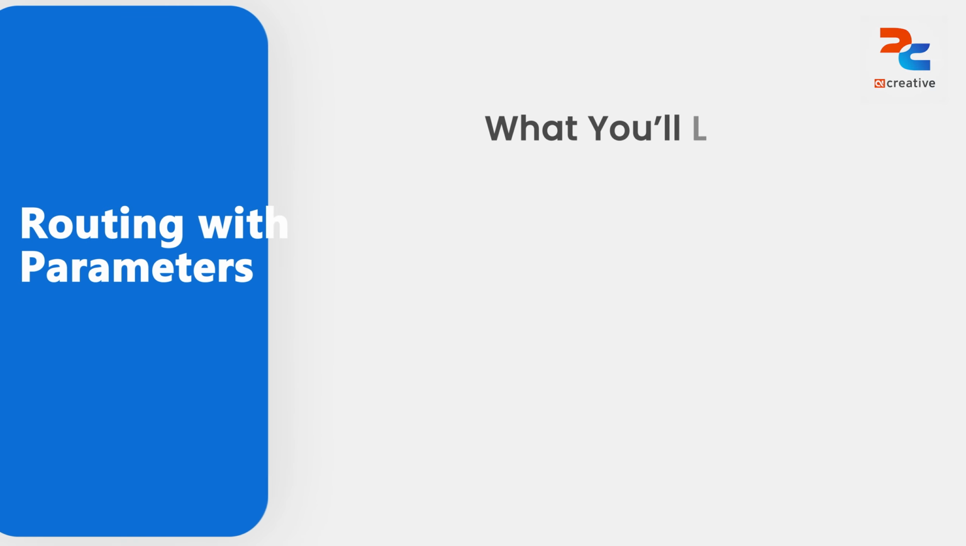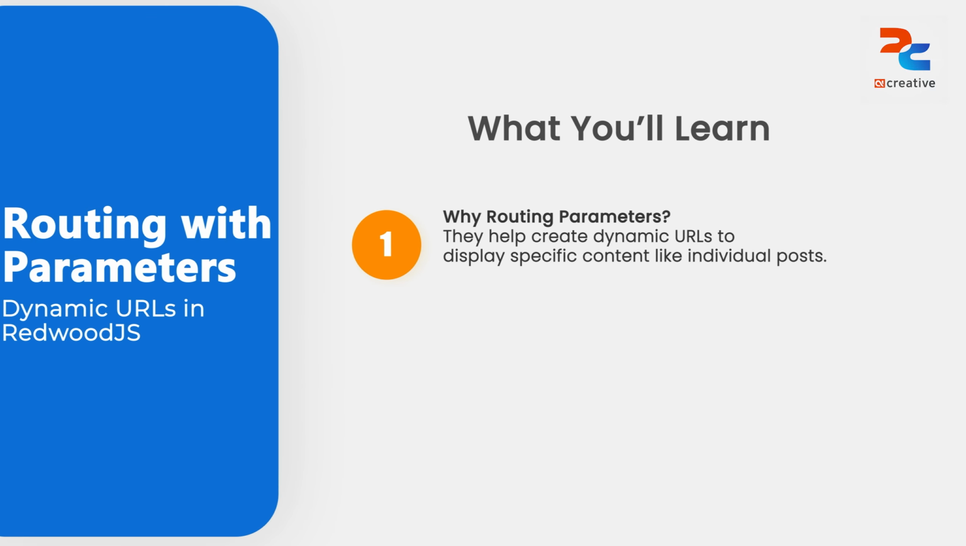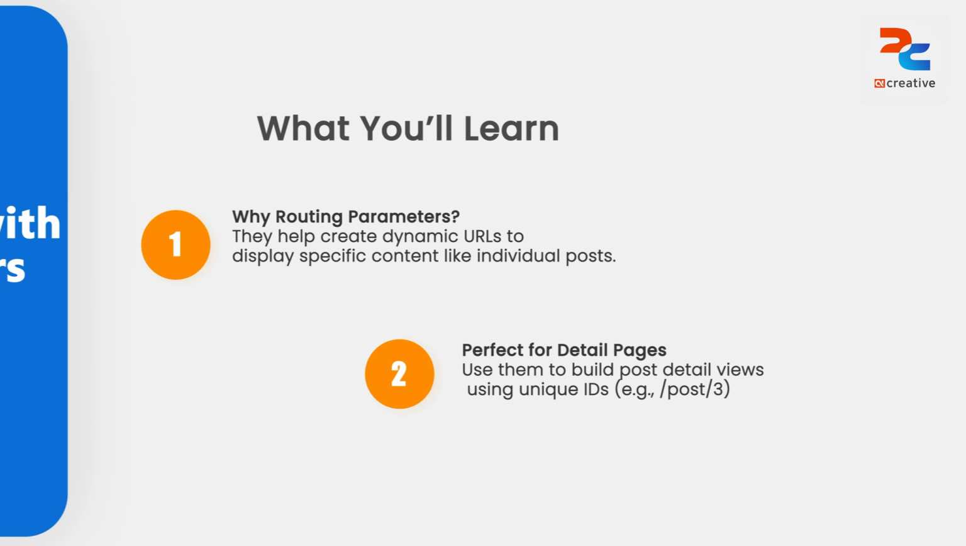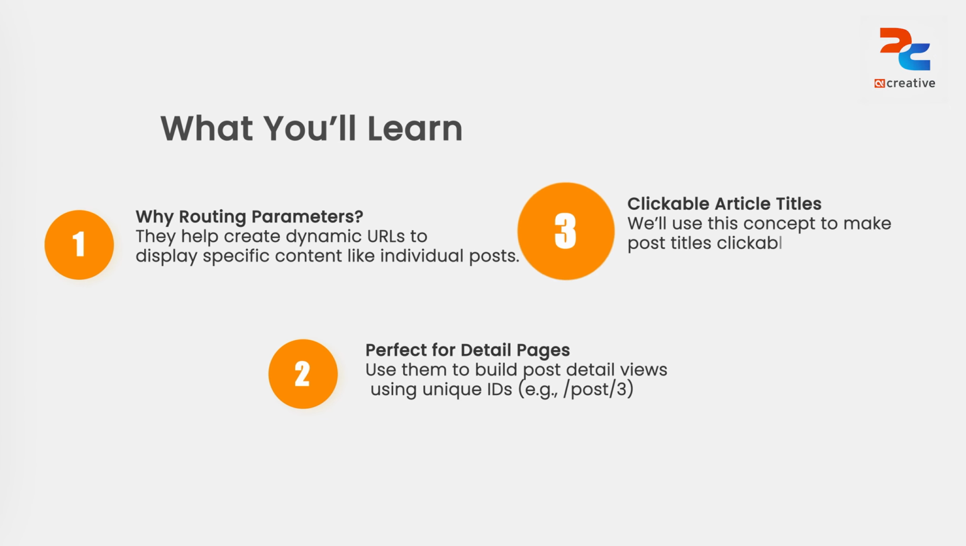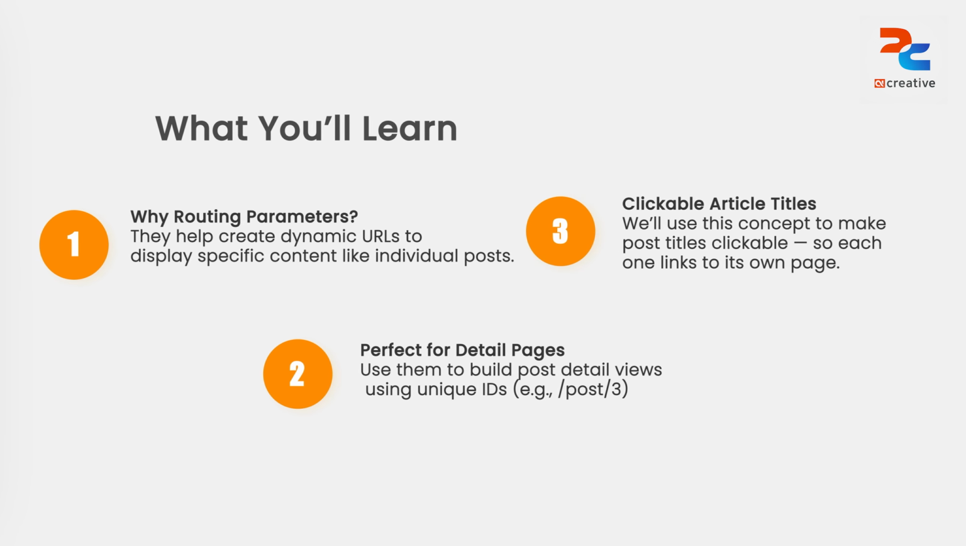Hey guys, welcome back. In today's video, we are going to learn how to use route parameters in RedwoodJS. These let us create dynamic URLs and are perfect for showing individual post details. Later, we will use this concept to make our article titles clickable, so when a user clicks on one, they are taken to that post's unique page using its ID.